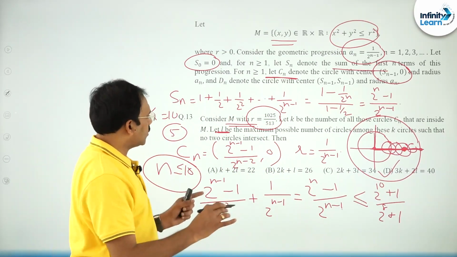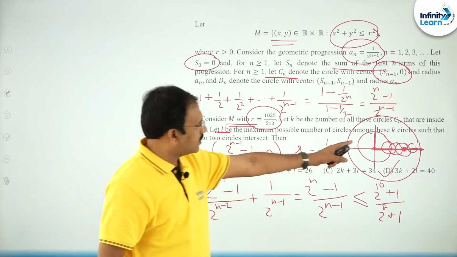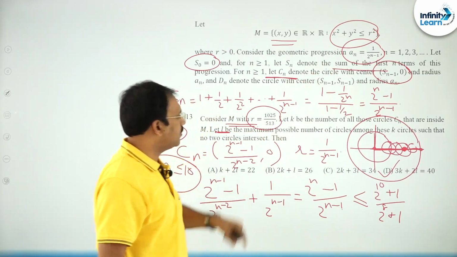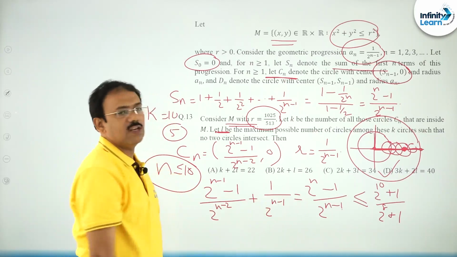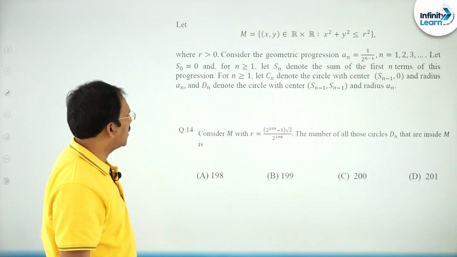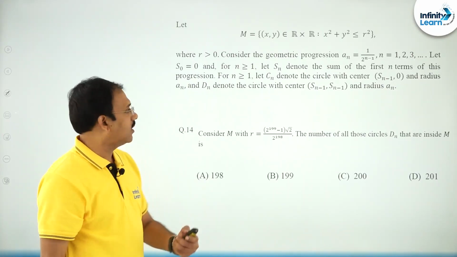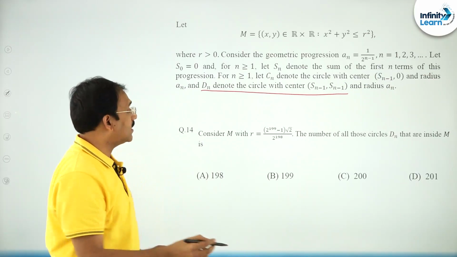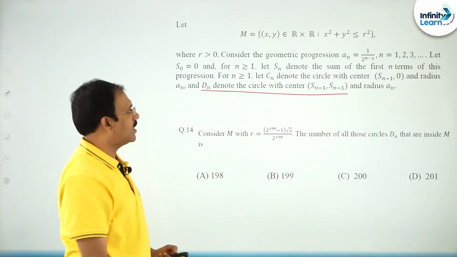Right friends, what you need to do is imagine these circles must lie within the circle for the r value given. Just frame this in an equation and observe the value of n. In the same way, my dear students, the 14th question is related to the set of circles Dn, where the center is (Sn minus 1, Sn minus 1).